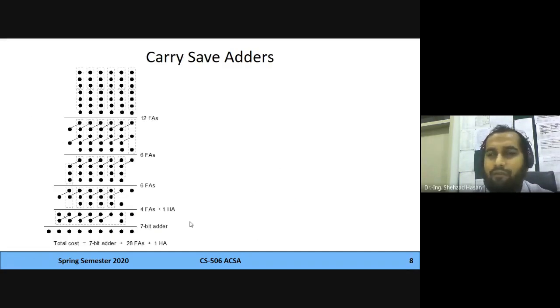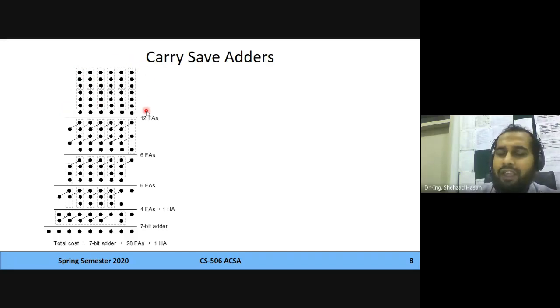Now let's say we have to add seven numbers together. Now these are the seven numbers. So one, two, three, four, five, six, seven. Now these are the seven numbers that you have to add together. Each dot here is a bit. Each dot here is a bit. So how you're going to do that, right?